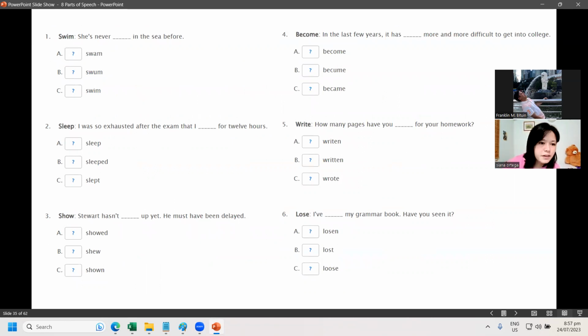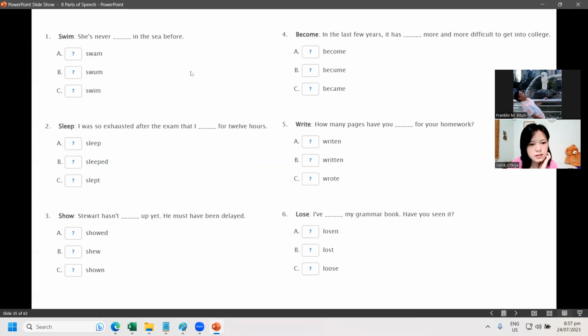She never swam in the sea before. So which one? Letter A or letter B? Letter B. Yeah, swam. It should be letter B, past participle. Again, A is past tense. Don't forget, A is past tense. This is past participle.